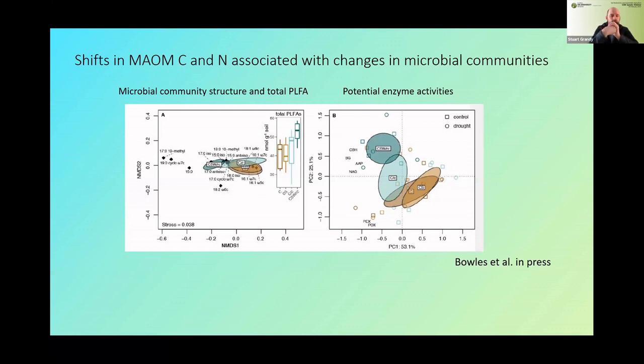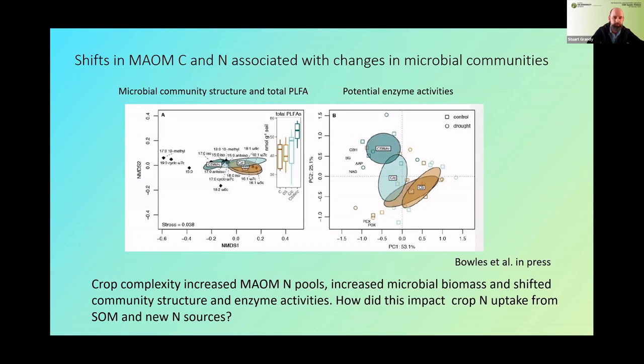We also saw along this gradient a shift in the microbial community structure. Again, changes in AMF, changes in actinobacteria and gram negatives, and a massive shift in potential enzyme activities with a switch in the carbon acquiring to oxidase ratio across this gradient. So again, crop complexity, shifting microbes, microbial investment, and carbon acquisition.